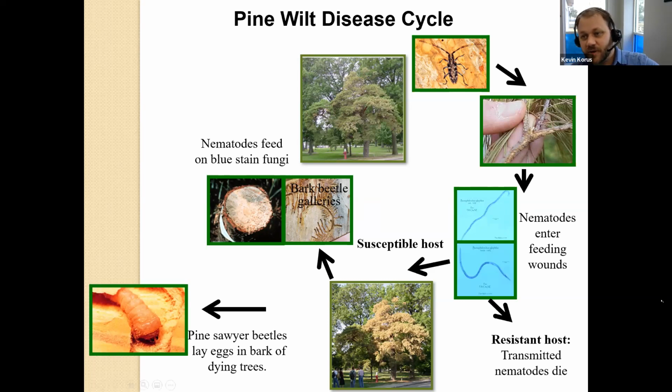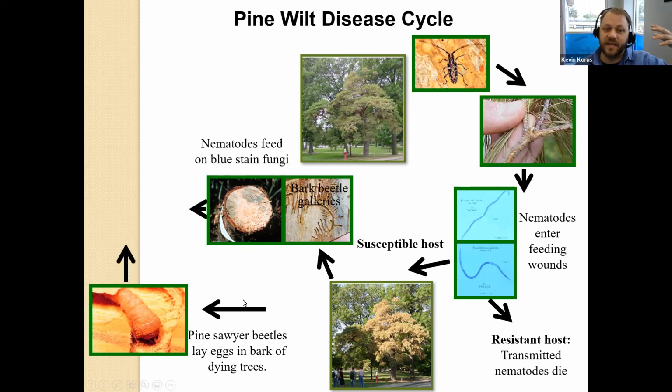So we've got the pine sawyer beetle. It comes along, it feeds, lays its eggs. It releases this nematode. The nematode feeds on the blue stain fungus, which was actually brought to the tree by a different beetle, the bark beetle, right? So the nematode grows. The larvae of the pine sawyer beetle grows. And as it's growing, it gets infected with all these nematodes, right?